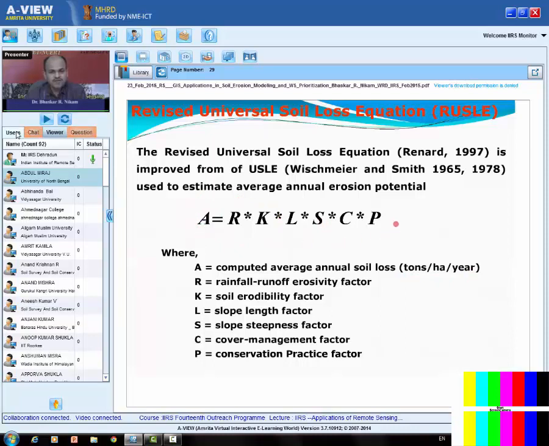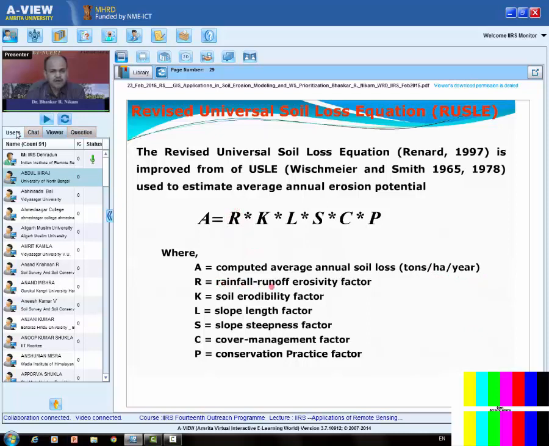Now this universal soil loss equation was originally given in 1965, and it was revised in 1975 by Renard. So then it is called the revised universal soil loss equation. There is one more variant of this equation called the modified universal soil loss equation. So it's USLE, revised USLE and modified USLE. We're going to use the revised universal soil loss equation, where A stands for average annual soil loss in tons per hectare per year.